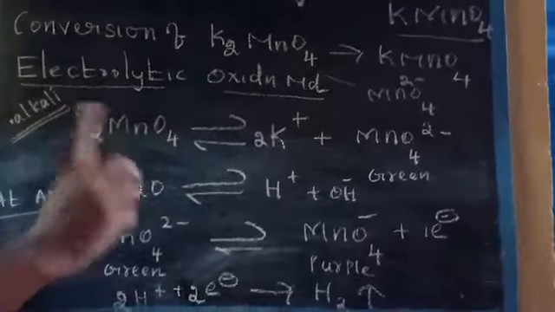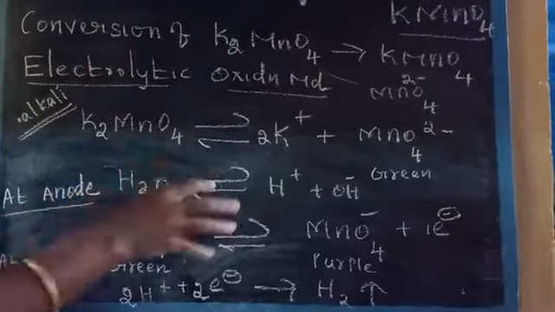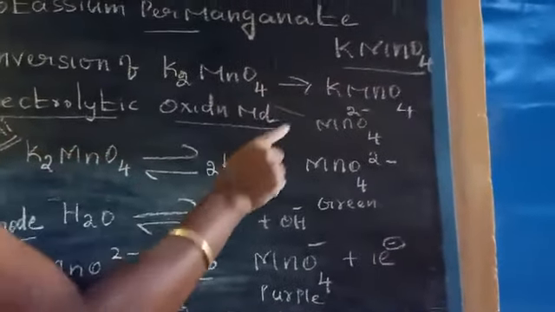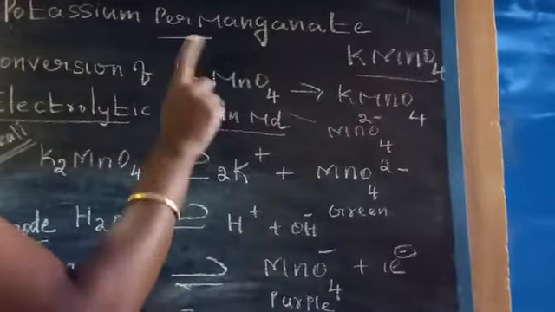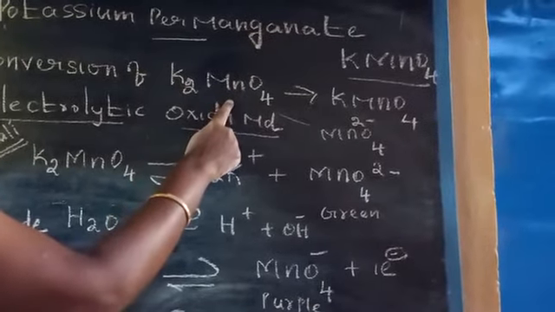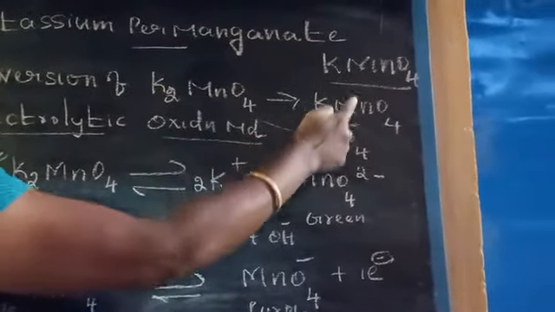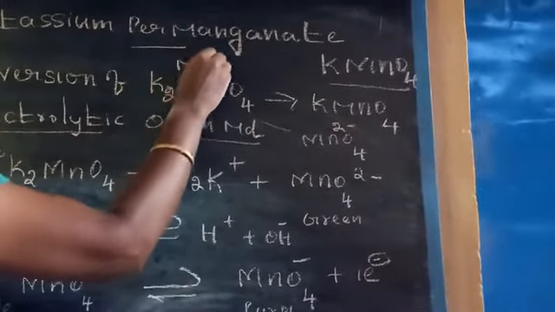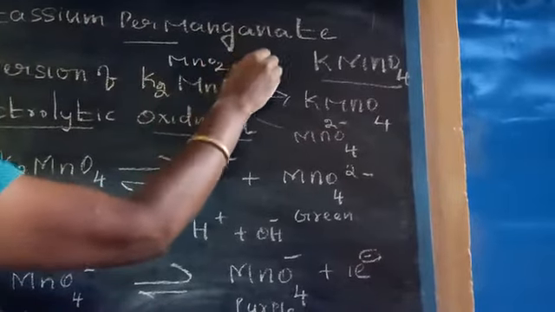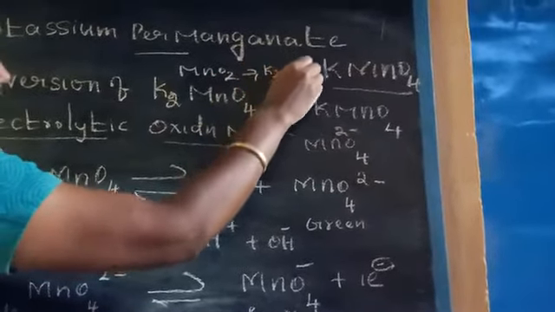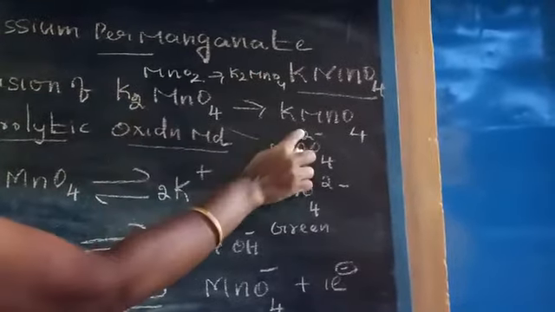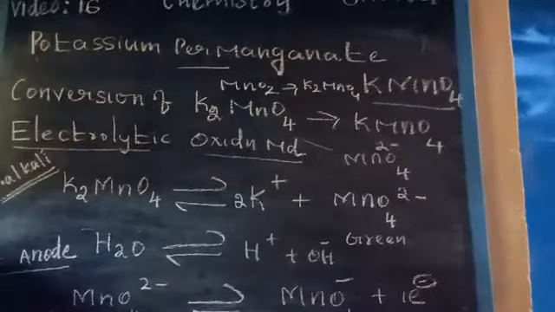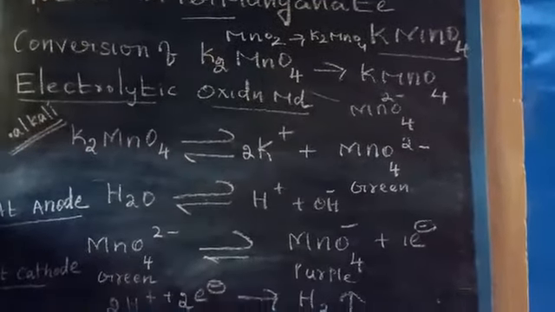Once again, KMnO4 is prepared from MnO2. MnO2 is converted into K2MnO4, and K2MnO4 is converted into KMnO4. So write MnO2 to K2MnO4 as step 1, and step 2, K2MnO4 converted into KMnO4. This is the concept, children.